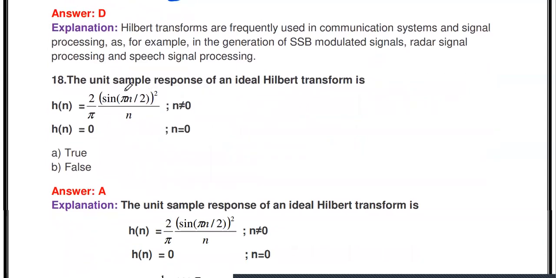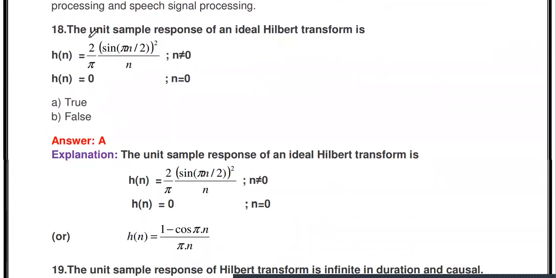Then the next one, the unit sample response. The unit sample response or unit impulse response of the ideal Hilbert transform is dash. Already we discussed the unit sample response of the differentiator. What is it? Cos pi n by n. Similarly, for the Hilbert transform, what is the unit sample response? H of n equals 2 by pi n, sine pi n by 2 the whole squared, when n is not equal to 0. When n equals 0, h of n is 0.